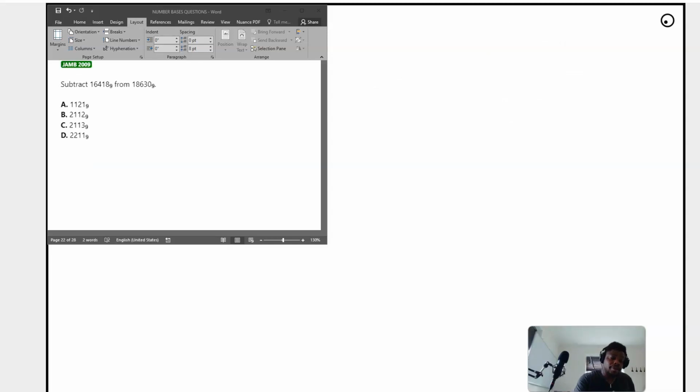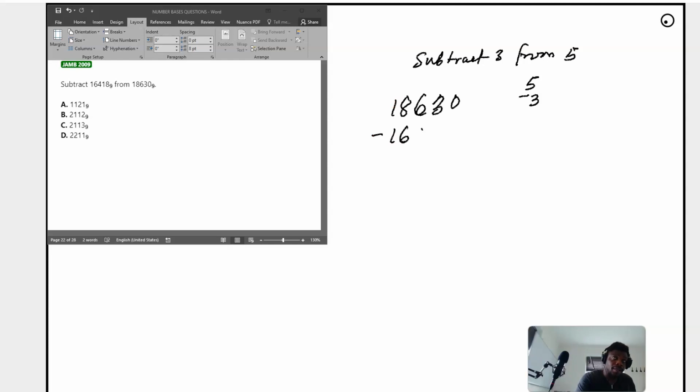Now, the next question, subtract 16418 from 18630. Remember, if you're asked to subtract, for example, say subtract 3 from 5, that means 5 minus 3. So in this case, we are subtracting 16418 base 9 from 18630. So that will be 18630 minus 16418 base 9. Okay, so let's subtract this.